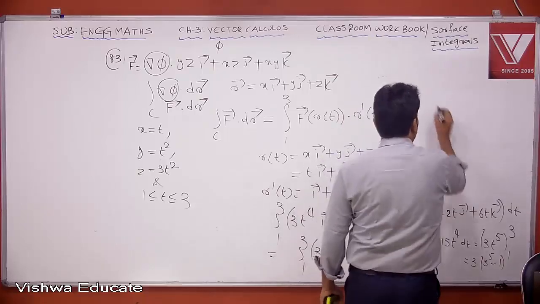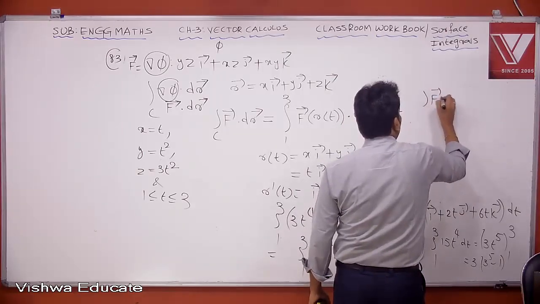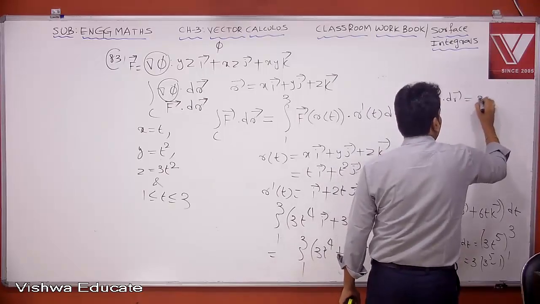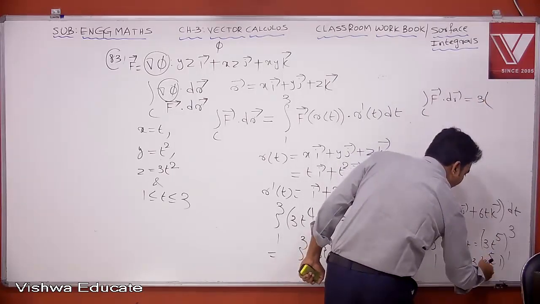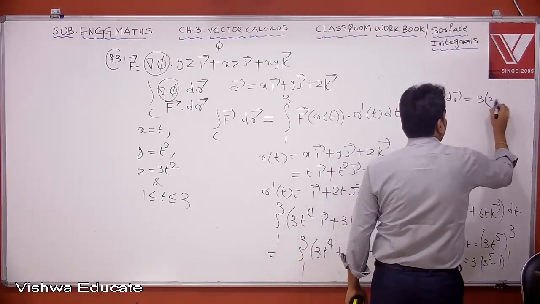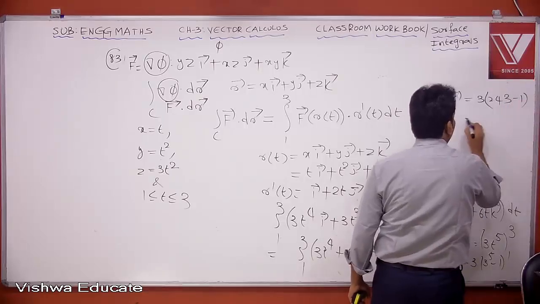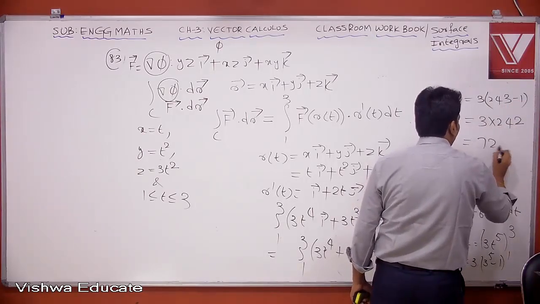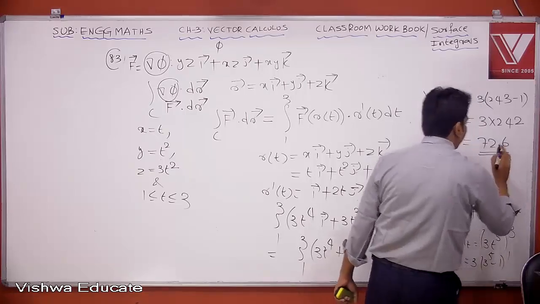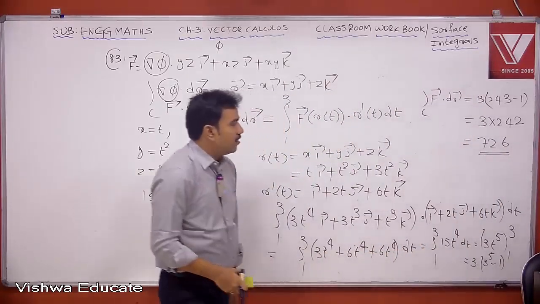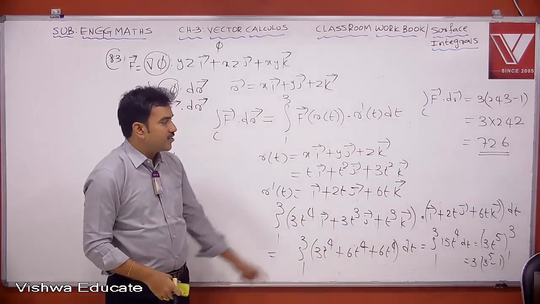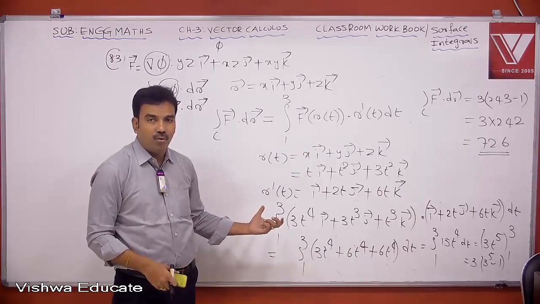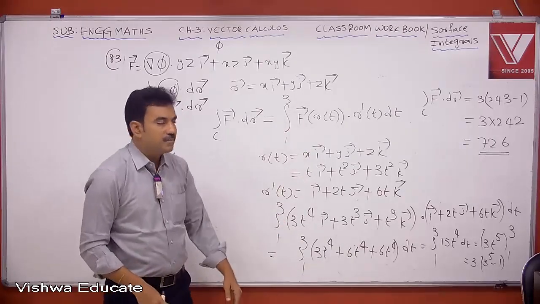So therefore the final value of the integral f bar dot dr bar over C is given by 3 into, 3 power 5 is 243, minus 1. So this is 3 into 242. So therefore the value is 726. Therefore the final answer for the required line integral is 726. This is simply parameterization of a curve. Okay. So note all these points.